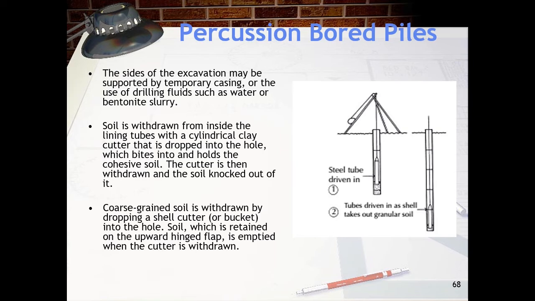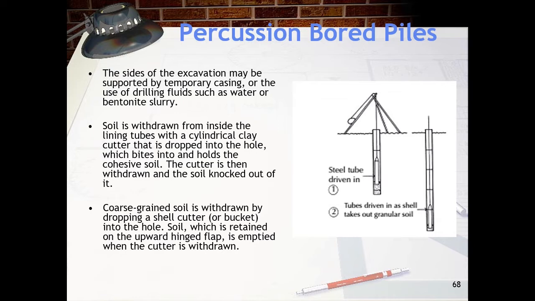For the percussion bore pile, the method of installation: first, the excavations may be supported by temporary casing or the use of drilling fluids such as water or bentonite slurry. Soil is withdrawn from inside the lining tubes with a cylindrical clay cutter that is dropped into the hole, which bites into and holds the cohesive soil. The cutter is then withdrawn and the soil is knocked out of it, jadi dibuang lah.